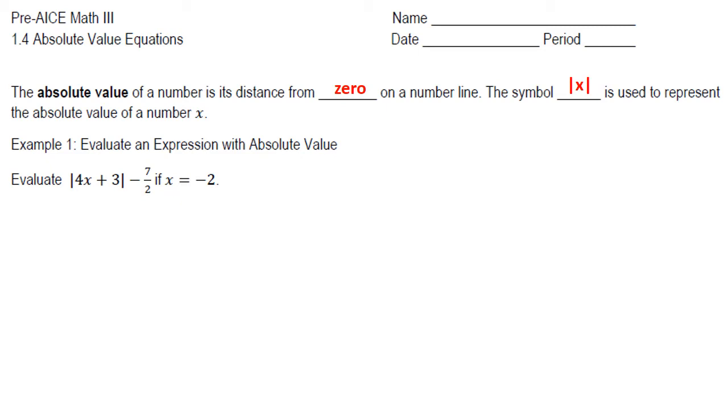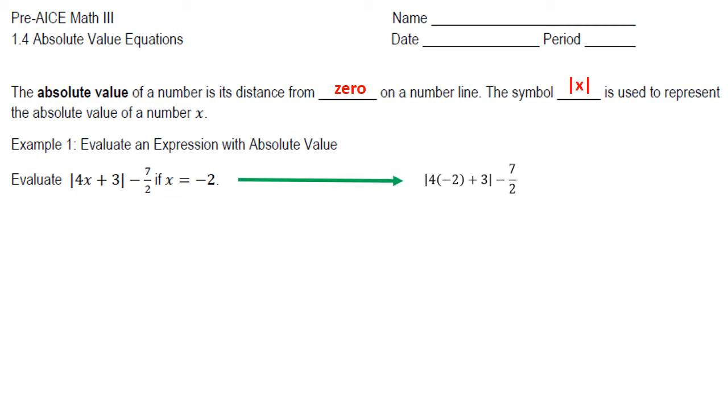The first example we're going to look at is evaluating an expression with absolute value. So when you're asked to just evaluate, remember that just means to solve, and we have the absolute value of 4x plus 3 minus 7 halves. If x equals negative 2, we want to know what is the value of that expression. So the first thing we're going to do is plug in negative 2 for x, and then we're going to start solving.